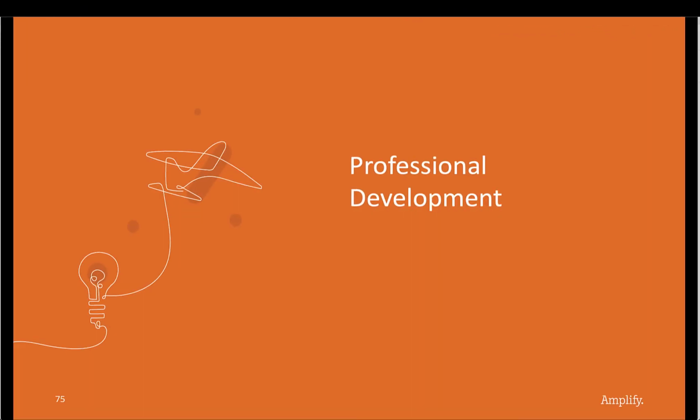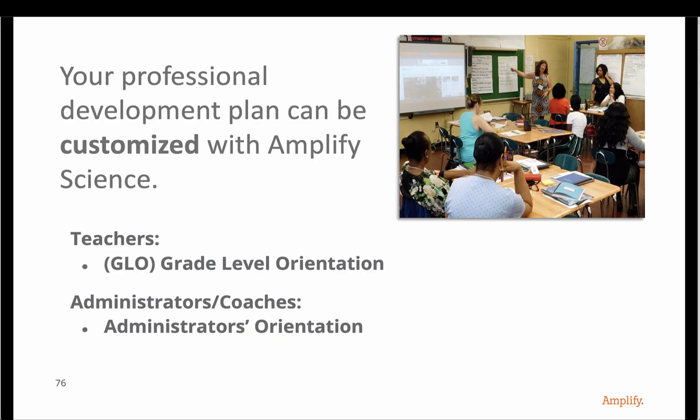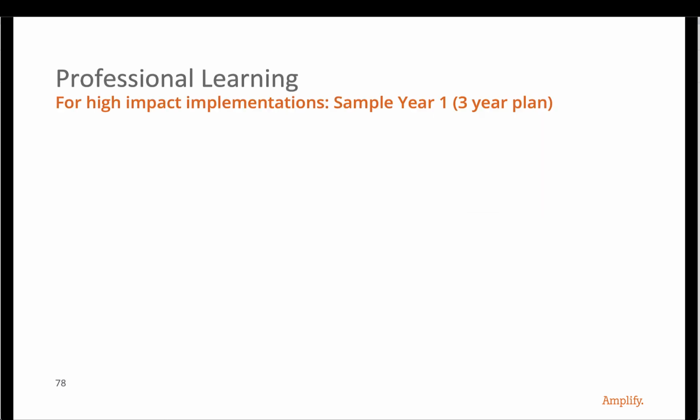Professional development is so important. We want to make sure you are very successful. So we are going to customize our plan with your district's needs. We recommend what's called a GLOW, a grade level orientation. So each grade level, 6th, 7th, and 8th, would be separate in their planning process. And then also do administrative and coaches orientation to our program.